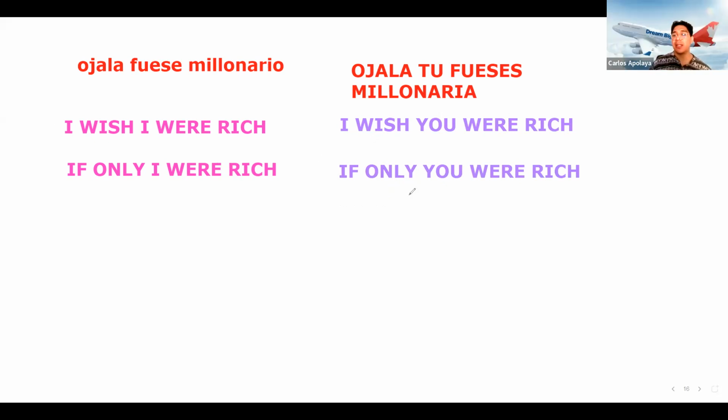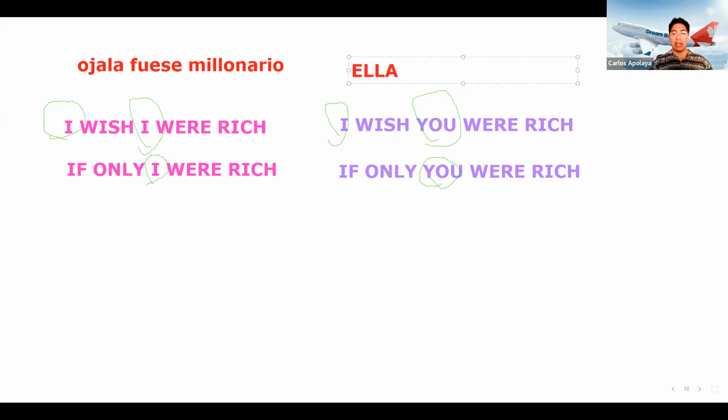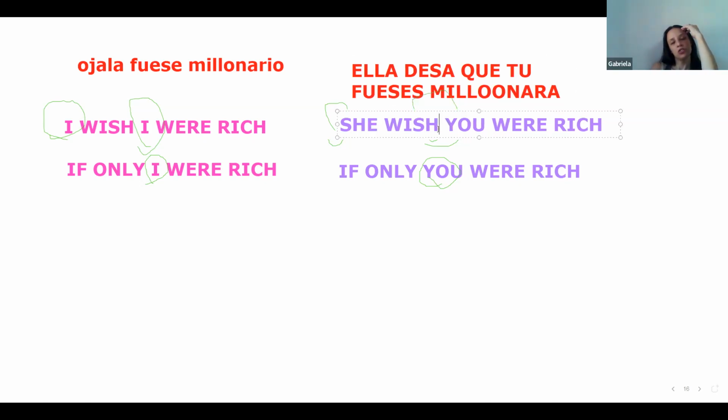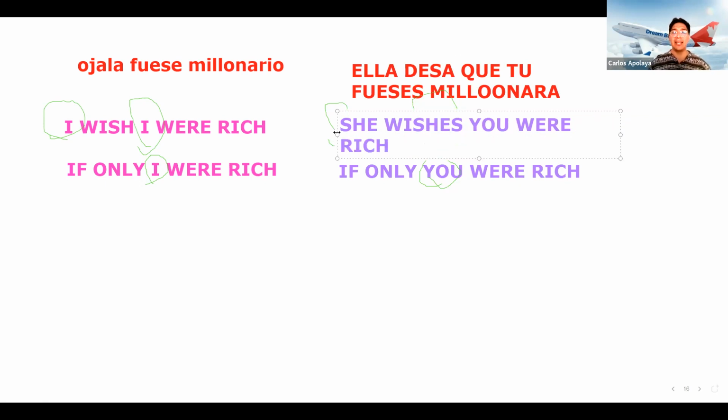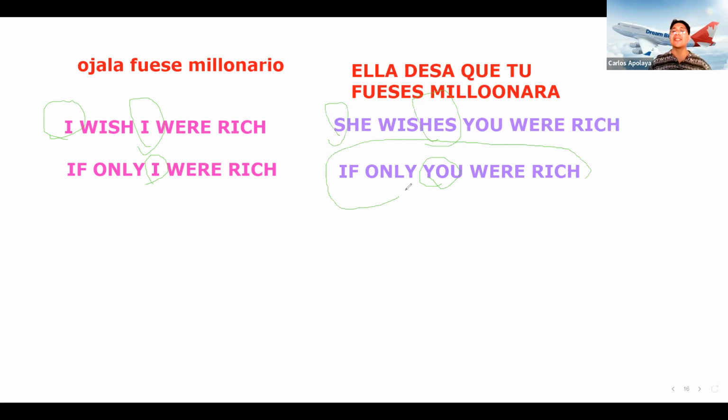Recuerda que el if only solamente tiene un sujeto, pero el wish tiene dos y puede cambiar. Ahora yo puedo cambiar el I, quiero decir, ella desea que tú fueses millonaria, mira. ¿Cómo sería? She wishes you were rich. Pero ¿podrá ser lo mismo con el if only? Ya no puedo, porque solamente funciona conmigo, ¿sí o no? Sí. Eso era lo que quería explicar. Did you understand? Ya. Sí.